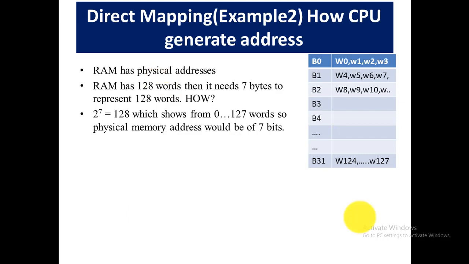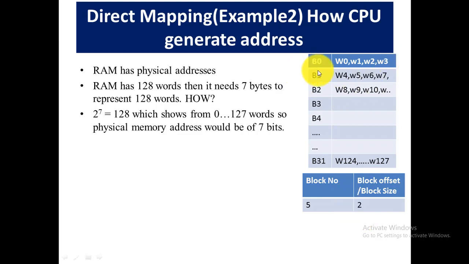The physical address that the CPU generates consists of 2 parts. The first is the block number and the second part is the block offset or block size. Block number means which block: block number 1, block number 2, block number 3, 4 or block number 31. While block offset shows what's the content in the block. Word 0, word 1, word 2, word 3 are in block 0, right? In the same way, word 4, word 5, word 6, word 7 are in block 1, right?